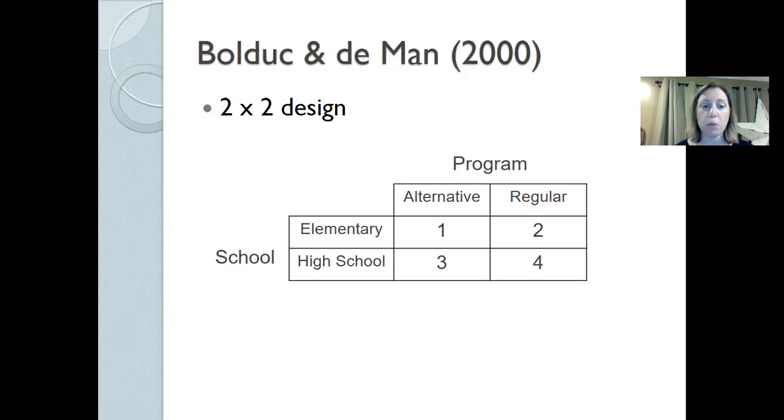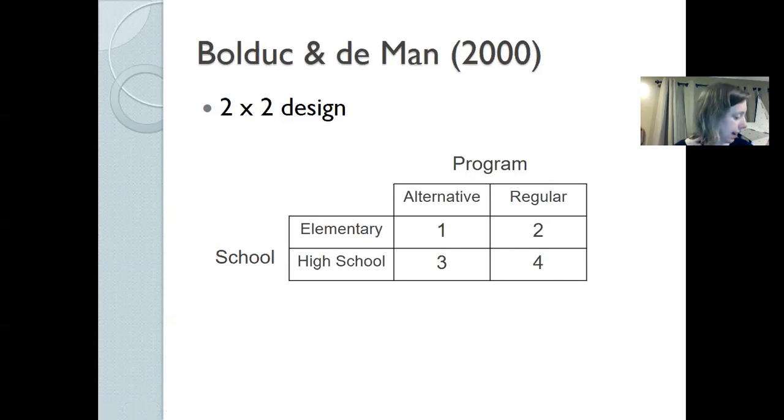The second independent variable was school. The first level was elementary school, and the second level was high school. And so this gives us 4 different conditions. Now, these were independent groups, which means you had different kids in each group. So kids were either in the alternative or the regular program, and kids were either in elementary school or in high school. So we had 4 groups: the elementary kids in alternative program, the elementary kids in regular program, high school kids in alternative, and high school in regular.